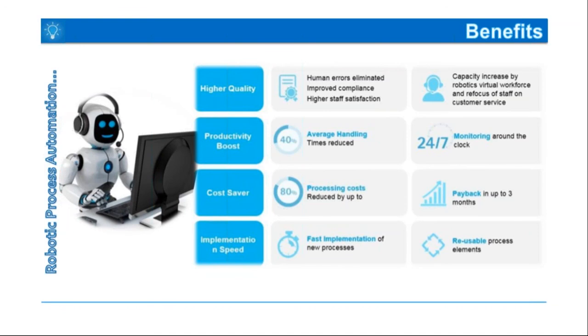Next is fast implementation of new processes. Once you have implemented one process, I can reuse the same things in other processes as well. We have different types of utilities, such as Excel writing, PDF writing, and mail sending components. These reusable components can be plugged into other applications, so that we can do fast implementation. That is one of the advantages.